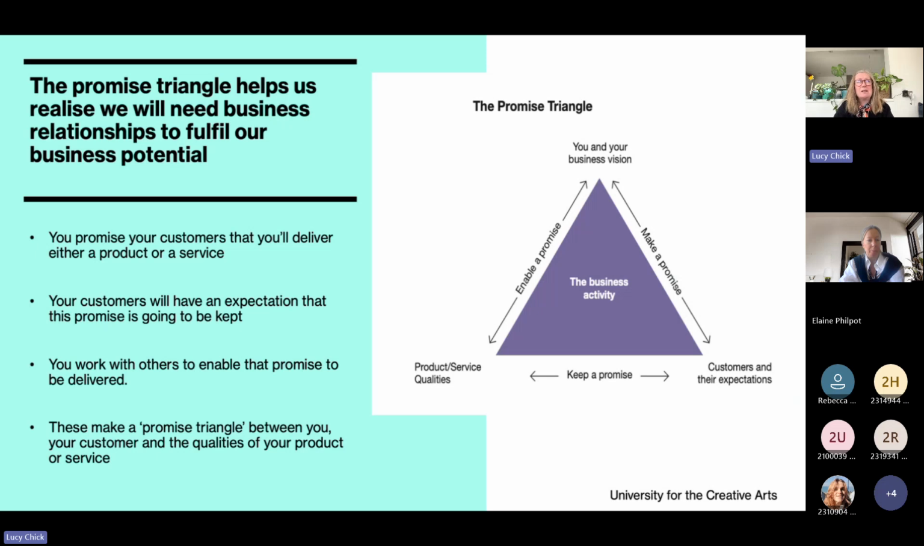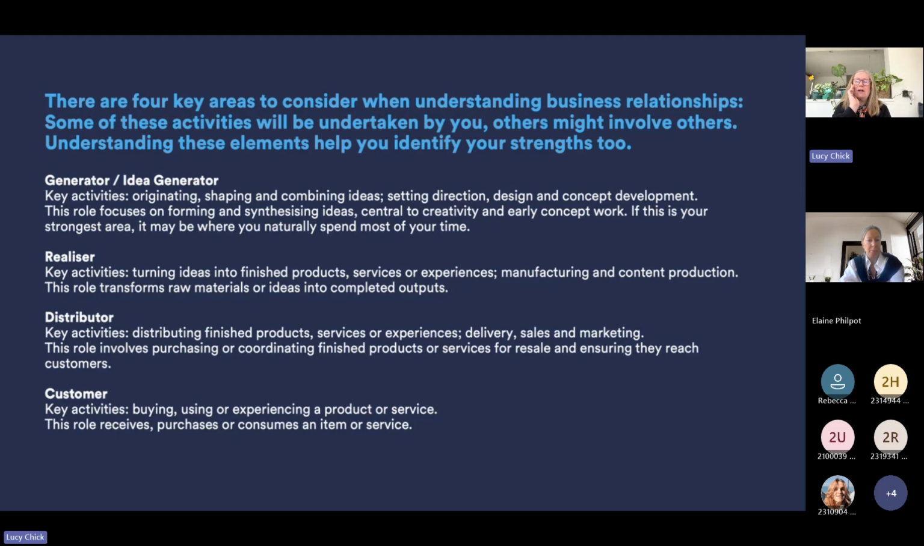Even if you're a craft business, you are getting your materials from somebody, and that's a relationship at that point. Okay, so there are 4 areas to consider when thinking about business relationships, and this helps you to identify what they might be. So put 4 areas of what happens in a business.